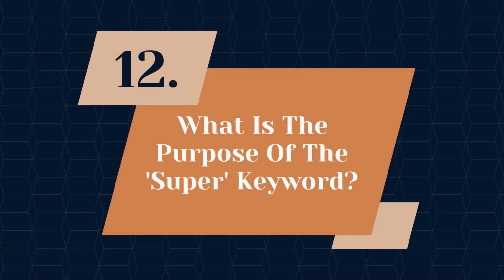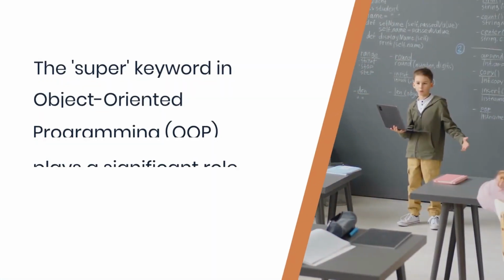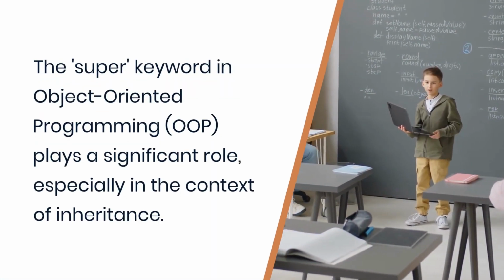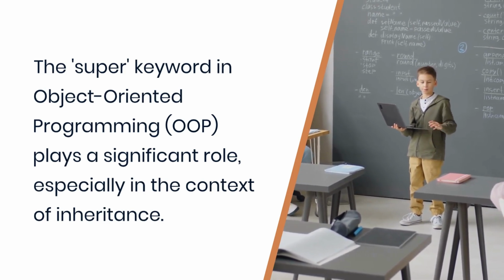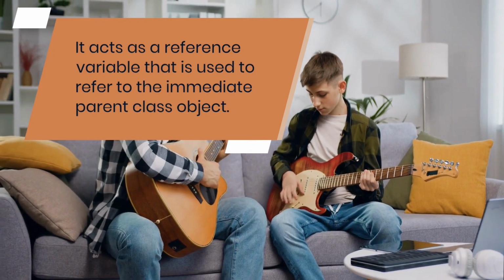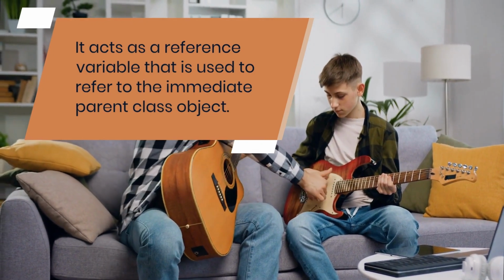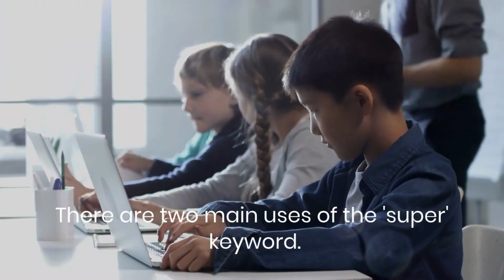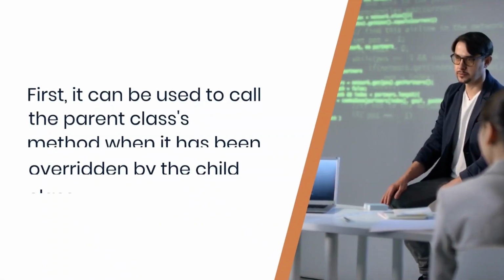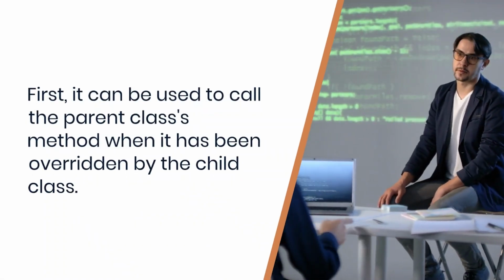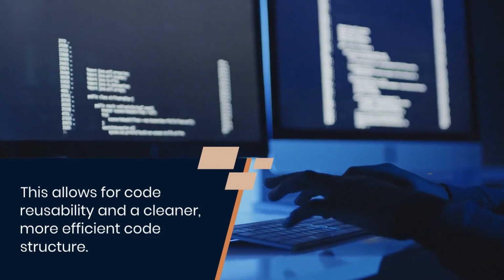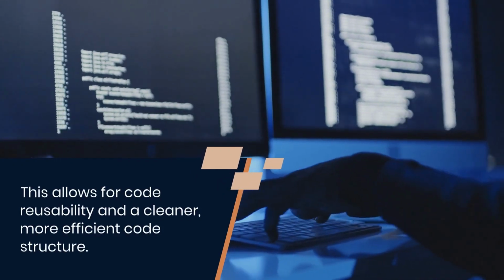12. What is the purpose of the super keyword? The super keyword in object-oriented programming, OOP, plays a significant role, especially in the context of inheritance. It acts as a reference variable that is used to refer to the immediate parent class object. There are two main uses of the super keyword. First, it can be used to call the parent class's method when it has been overridden by the child class. This allows for code reusability and a cleaner, more efficient code structure.